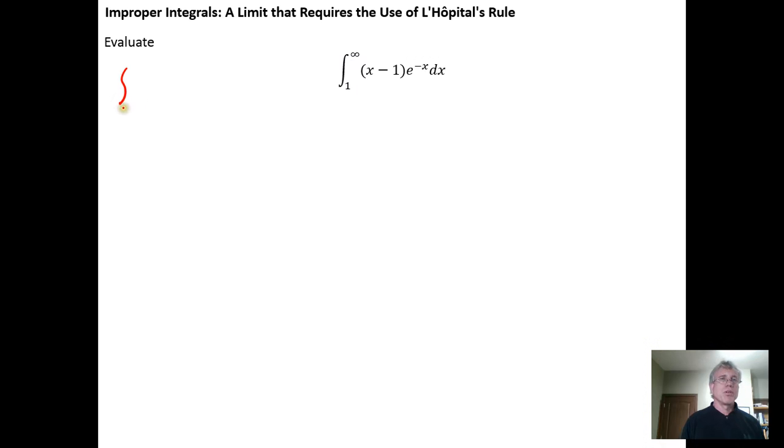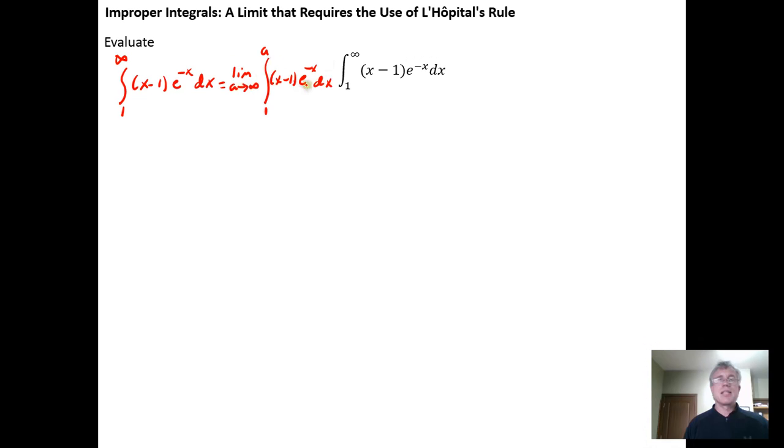So we have the integral from 1 to infinity of (x minus 1) e to the minus x dx equals, we have infinity here in our limits of integration, so we're going to replace this with a limit. We're going to take the limit as a goes to infinity of the integral from 1 to a of (x minus 1) e to the minus x dx.